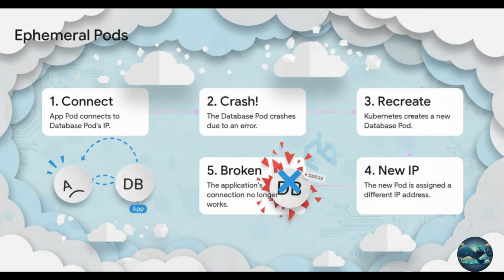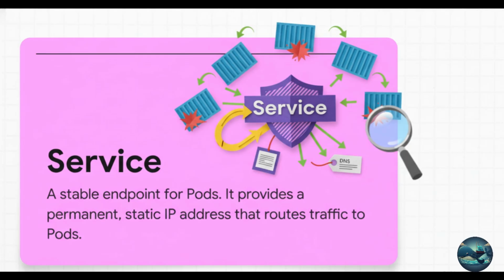And this right here shows the next big problem. Pods are what we call ephemeral, which is a fancy way of saying they can disappear at any moment. So imagine this. Your application pod connects to your database pod using its IP address. Everything's working great. But then, boom, the database pod crashes. Kubernetes, being awesome, immediately recreates it. But that new pod gets a brand new IP address. And just like that, your application is broken. It can't find the database anymore. The solution to this chaos is the service. A service is basically a stable, permanent address for a group of pods.